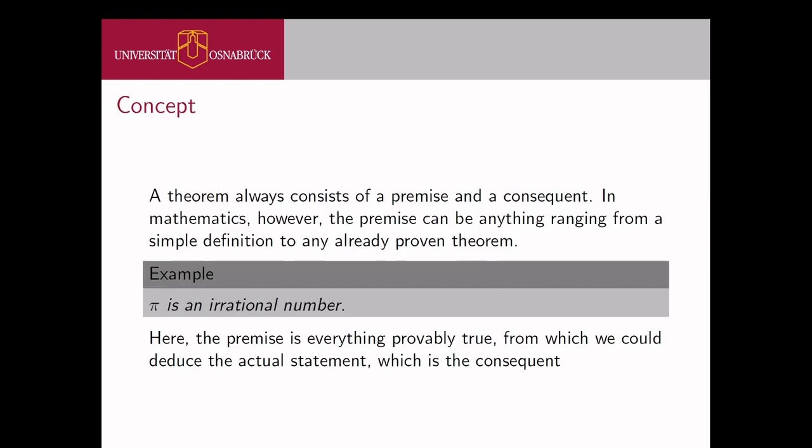Now, this example right here is not something we're going to prove. Pi is an irrational number is a true theorem. It is a proven theorem. But proving this turns out to be quite a challenge, and we are not up for this challenge. We will instead take a look at a few simpler examples.